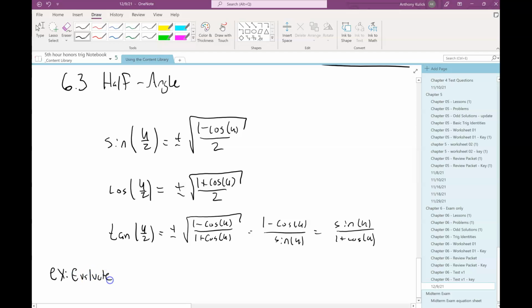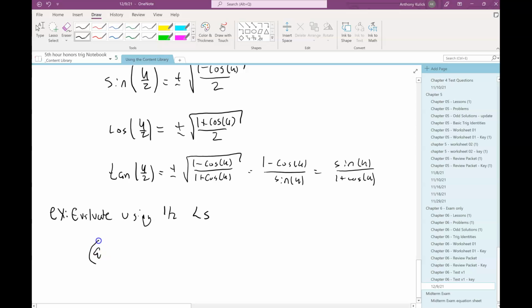So let's say, again, we want to evaluate using our half-angle formulas. Let's say we have sine of 9 pi over 8. My first step here is to rewrite 9 pi over 8 as something divided by 2. Well, that's not difficult to do. All I really need to do is multiply 9 pi over 8 by 2, and then just write it over 2.